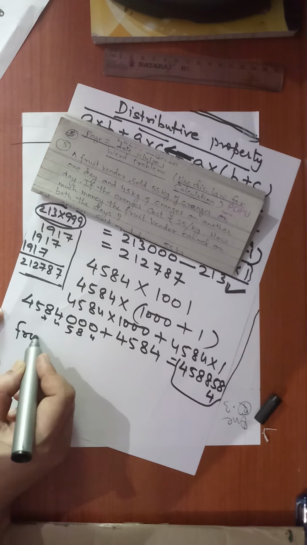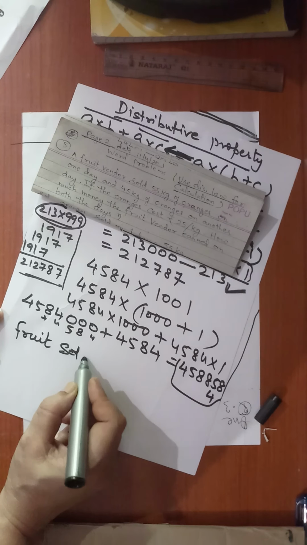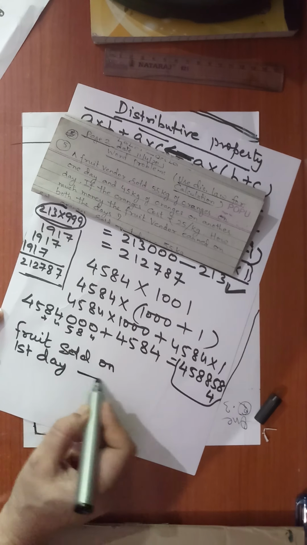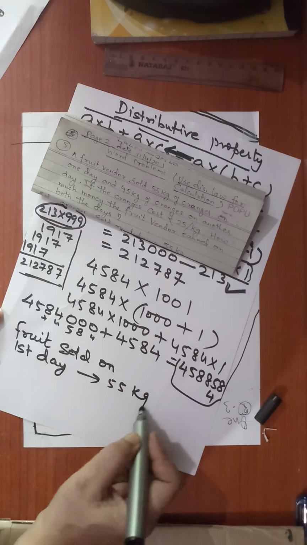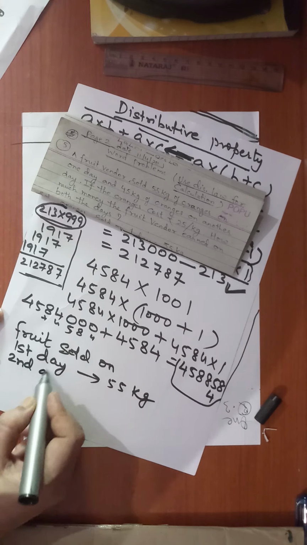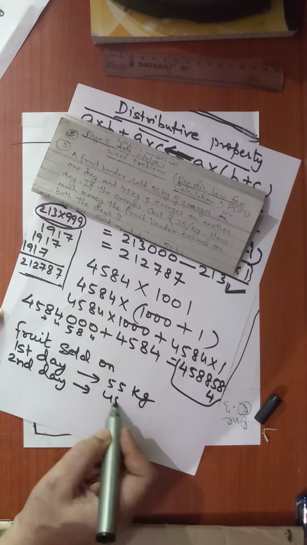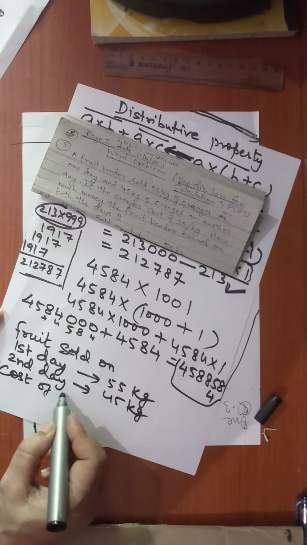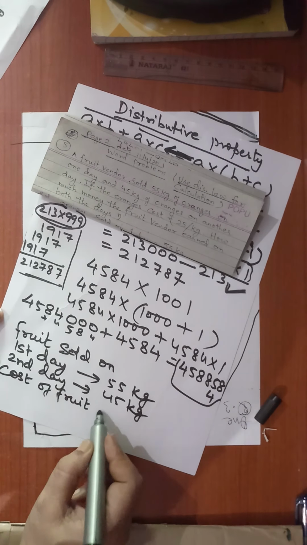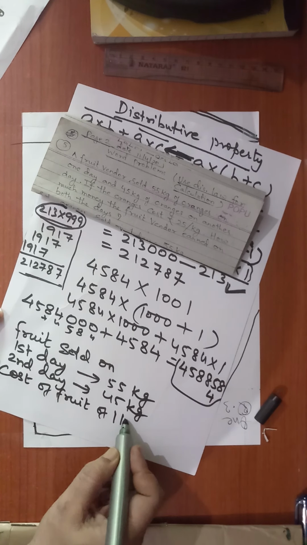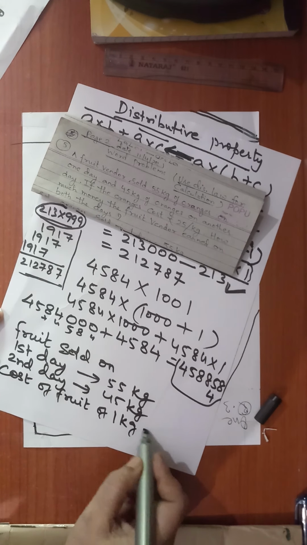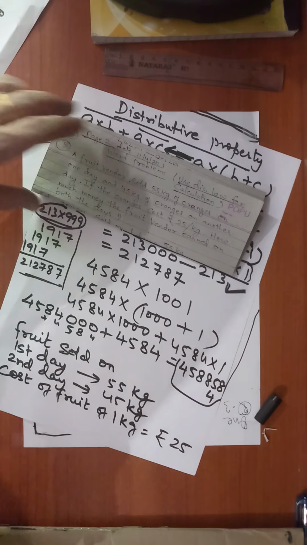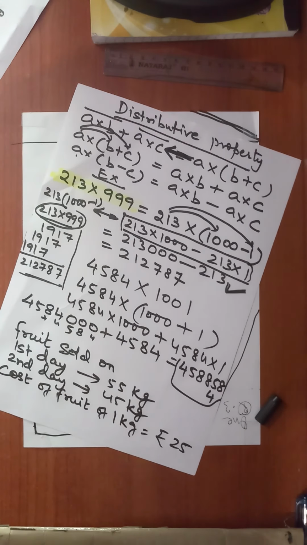Fruit sold on the first day was 55 kg. Second day was 45 kg, and the cost of fruit of 1 kg is rupees 25. So what is the total cost the vendor got after 2 days?